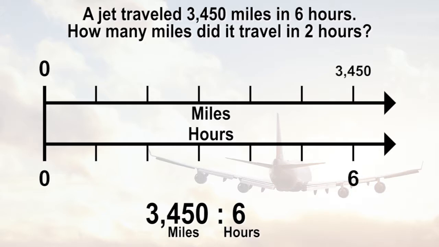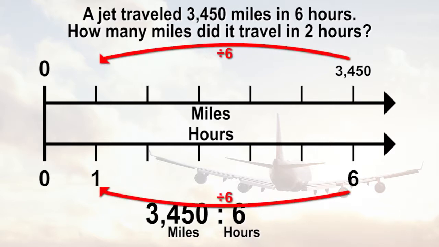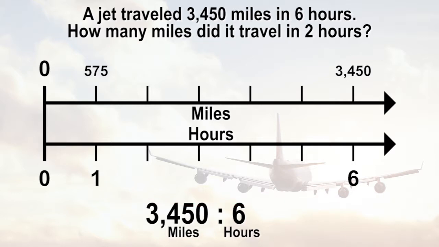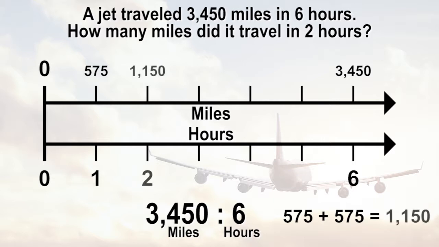Could we find the number of miles flown in 1 hour or 1 unit? We might try dividing the total miles by 6. If we divide 3,450 by 6, we get 575 miles per hour. To find how many miles the jet traveled in 2 hours, we can add 575 plus 575 miles, which equals 1,150 miles.